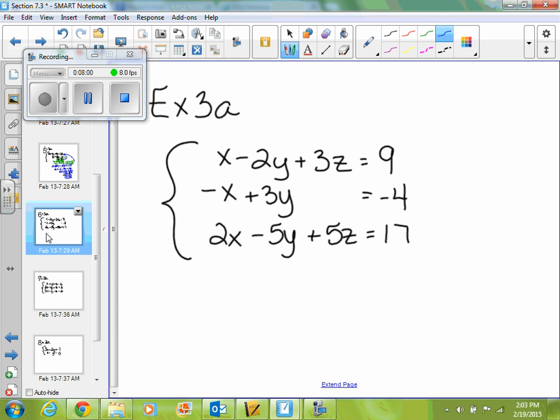Alright, so if I look at example 3, I have x minus 2y plus 3z equals 9. Negative x plus 3y equals negative 4. And 2x minus 5y plus 5z equals 17.